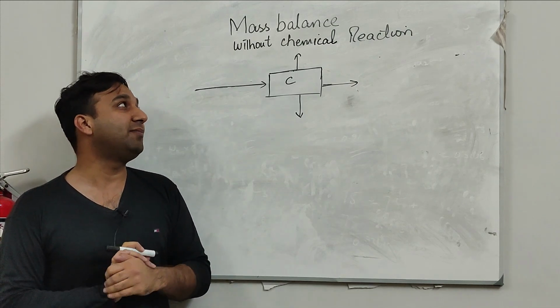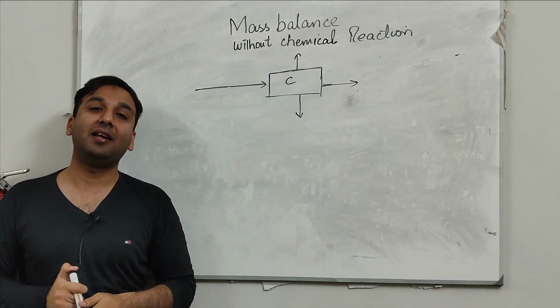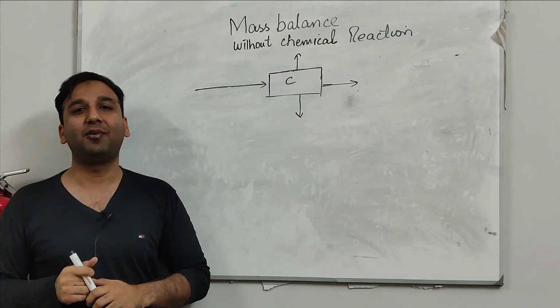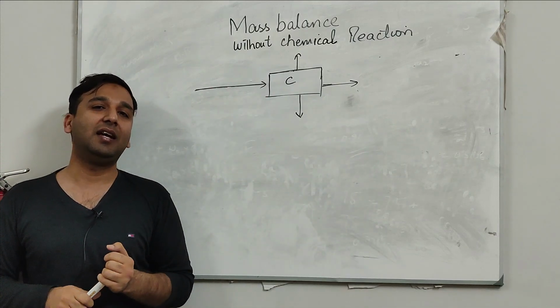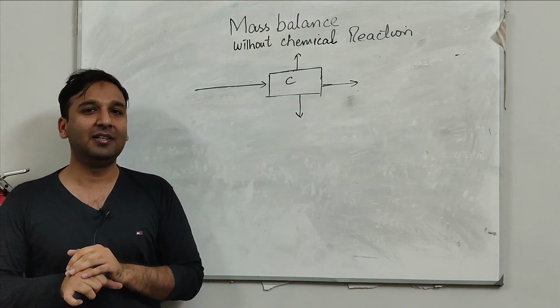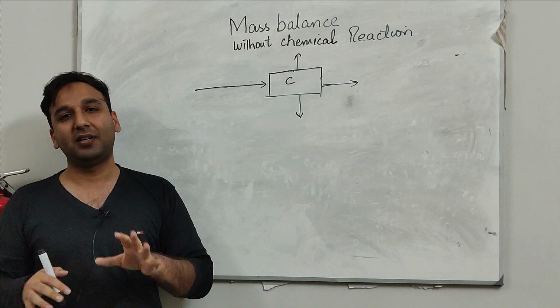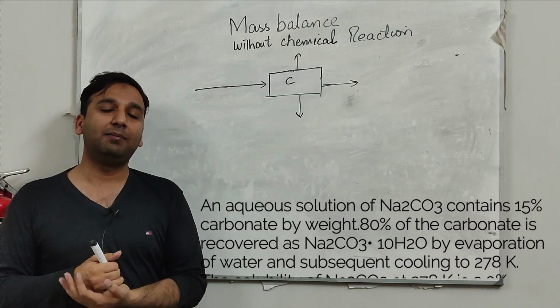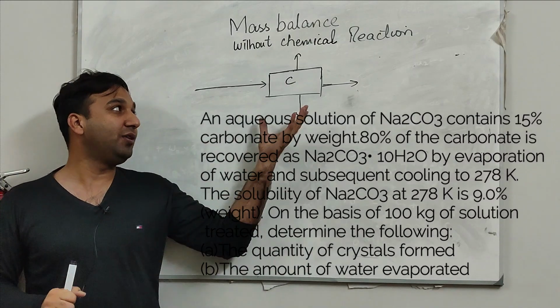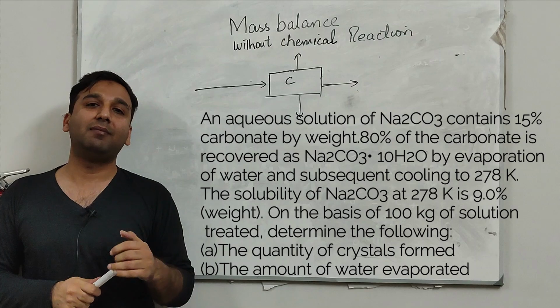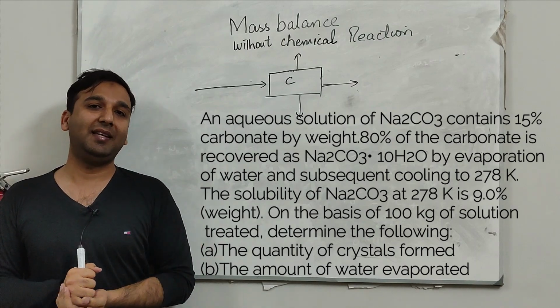We will solve a problem related to mass balance without chemical reaction having crystallizer operation, because crystallization is a unit operation and no chemical reaction happens in it. So let's start. In this video, we will also see how you can convert the descriptive form of the problem statement into this pictorial view so that you can solve a mass balance problem easily.